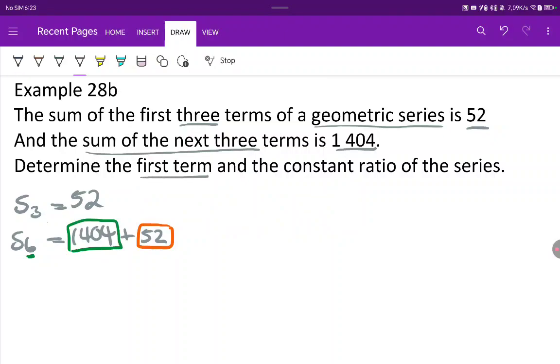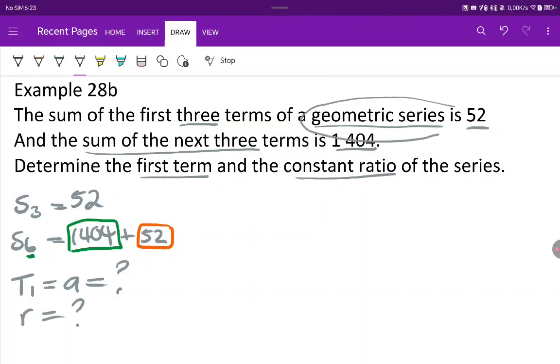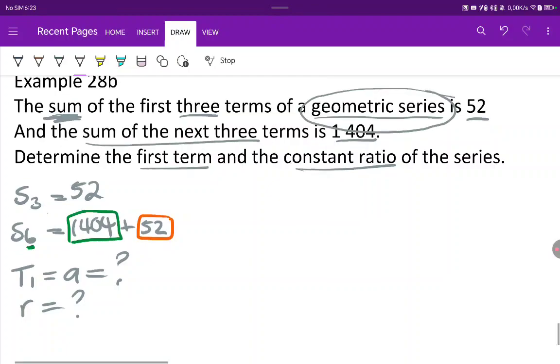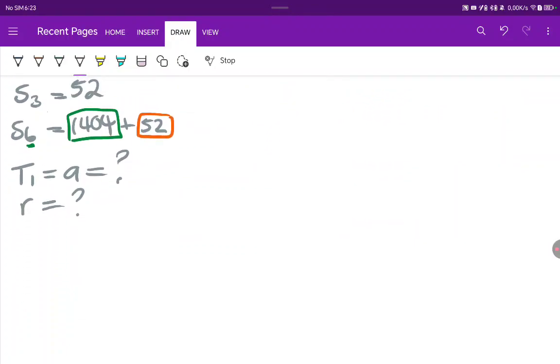What is the first term? Term 1, which is A, is in question. And what is the constant ratio? R is in question. It's a geometric series, and we're doing sums. So what's the Sn of a geometric series? Sn is equal to A(R^n minus 1) over R minus 1.